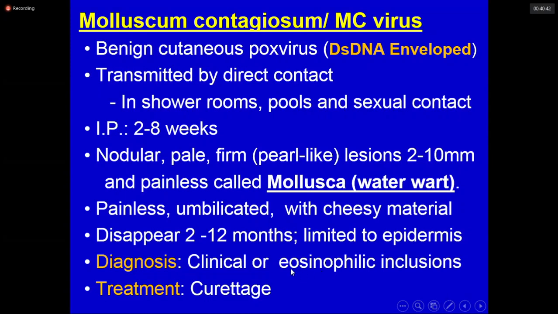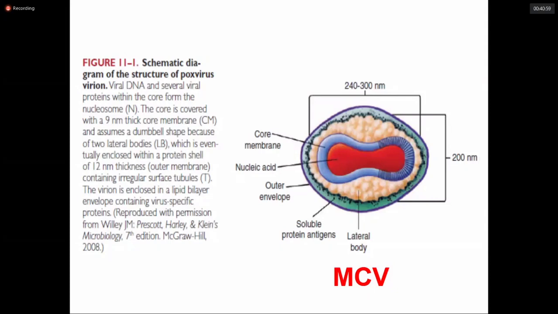Or you can detect eosinophilic inclusions histopathologically. Eosinophilic, meaning red in color, right? And the treatment is by curettage, meaning cleaning. The virus, this is the molluscum contagiosum virus. It has the nucleic acid surrounded by a core membrane. It has a dumbbell-like appearance, like the dumbbell used in sports, right? And it has soluble protein antigens and there are lateral bodies here from both sides. This is the core membrane, the blue one around the nucleic acid, and the virus is enveloped. This is the envelope around the virus.